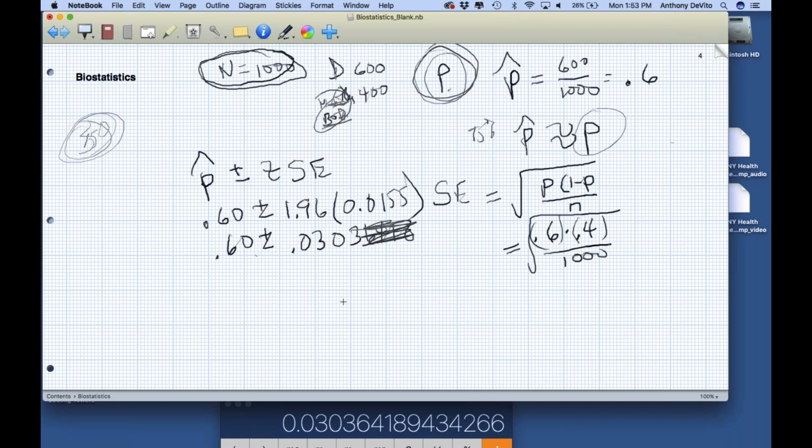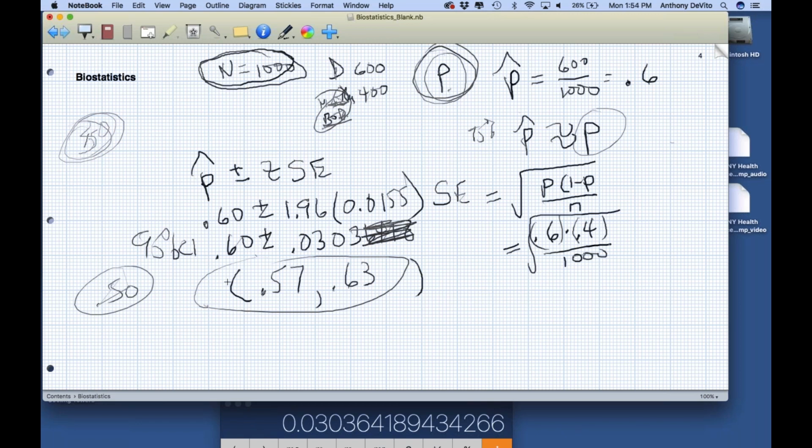So what is our confidence interval? We're 95% confident that the true proportion in this population that's voting for de Blasio is between 0.57 and 0.63, 57% and 63%. So we're 95% sure that it's bigger than 50%, 0.50. So it looks like he's going to win based on this sample, right?